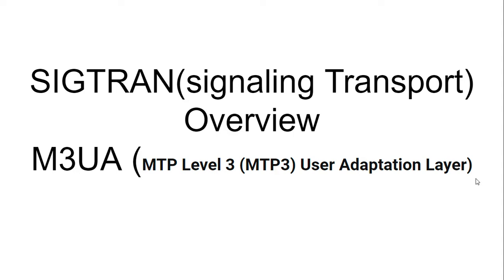Friends, today I am going to discuss SIGTRAN, signaling transport. I am going to give a brief description about SIGTRAN: why SIGTRAN is used, how SIGTRAN was introduced, and what are the various layers of the SIGTRAN protocol, which is basically known as M3UA, MTP Level 3 User Adaptation Layer. This is also known as SIGTRAN. So this is an overview of SIGTRAN with the various protocol layers in SIGTRAN.